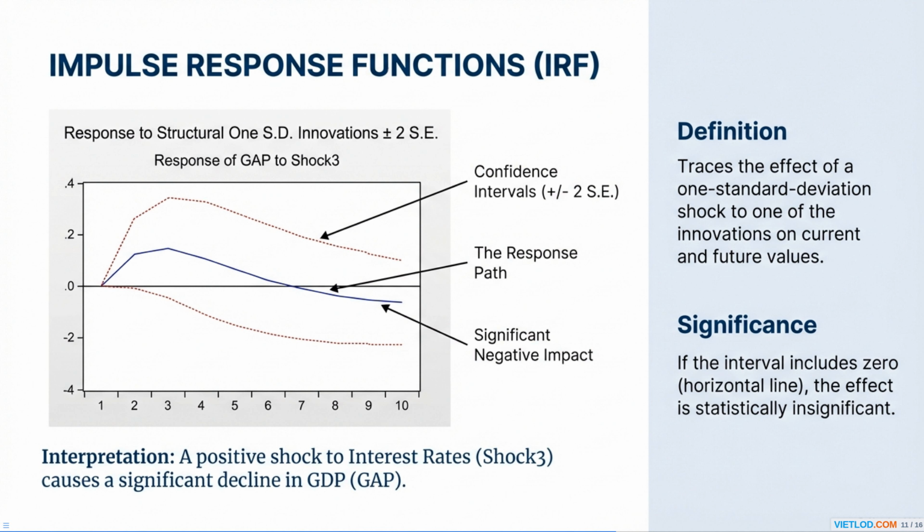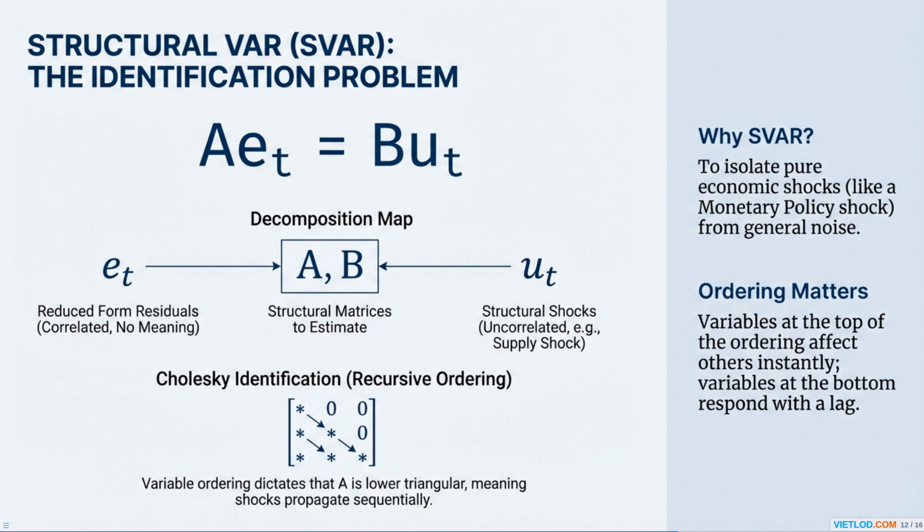The effect of the shock is considered statistically significant if the confidence interval does not include the horizontal zero line. If it crosses or includes zero, the effect is statistically insignificant. In the example shown, a positive shock to interest rates, labeled shock 3, causes a statistically significant decline in GDP, or gap, over several periods.